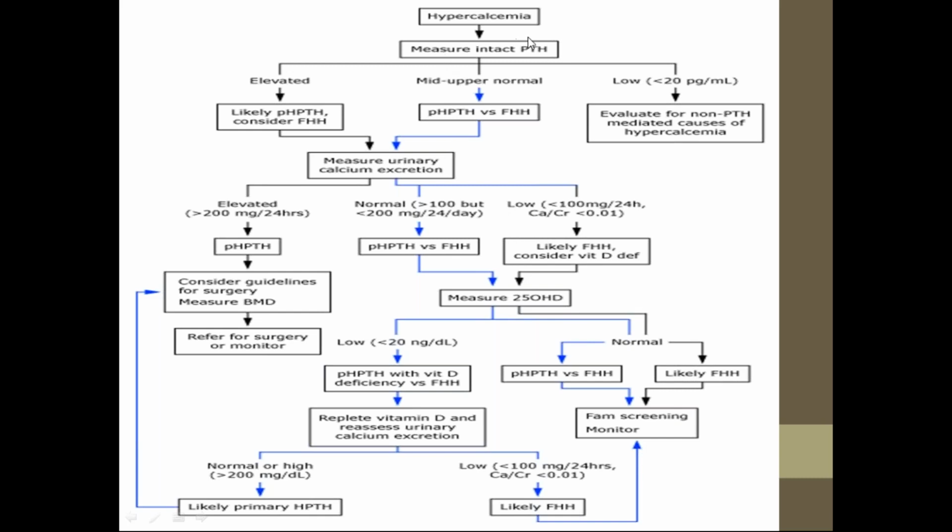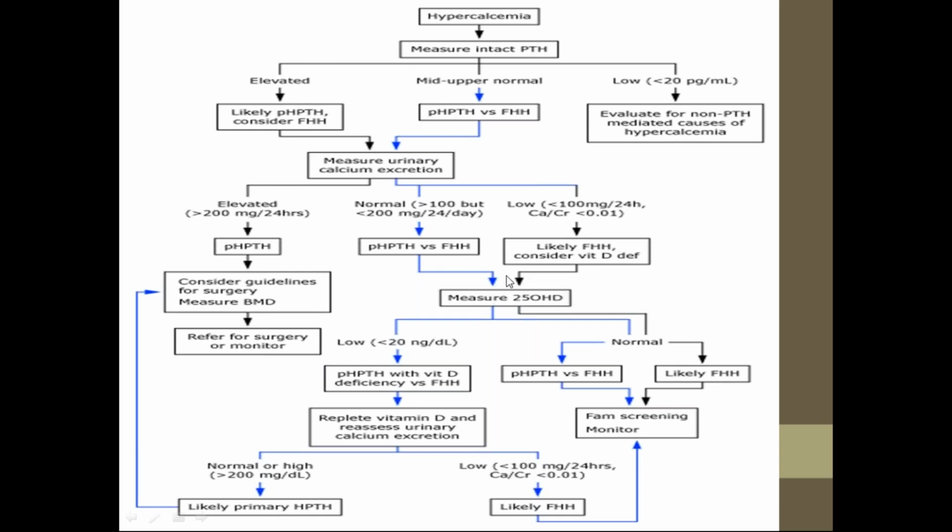So here, in case parathyroid hormone levels are mid to upper normal, it is familial hyperparathyroidism versus primary hyperparathyroidism, and the same investigation proforma is continued. So this is a bit confusing. We have to look carefully and measure urinary calcium excretion. If it is normal, that means 100 to 150, 100 to 200 mg per dl, you have to consider both familial and primary hyperparathyroidism.